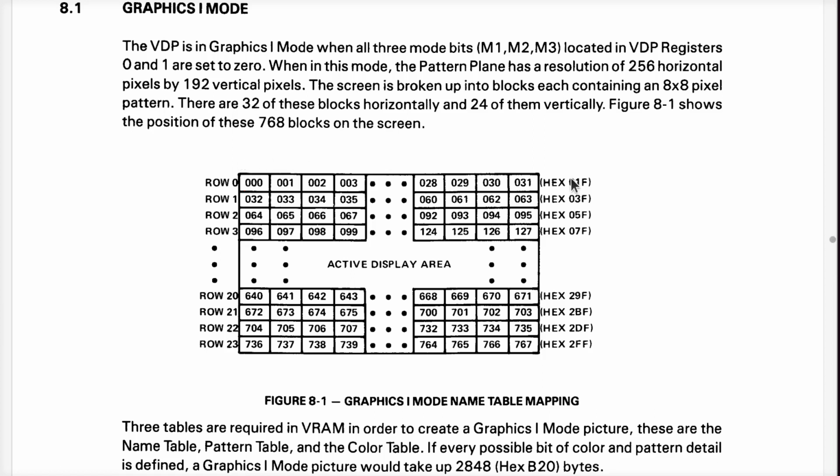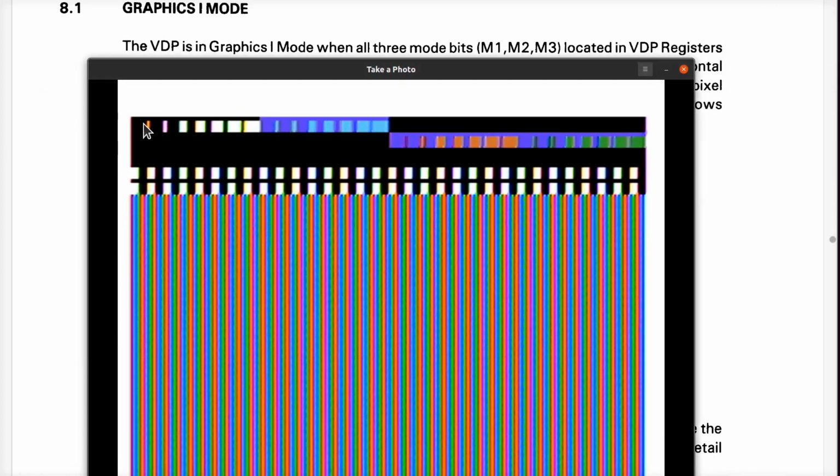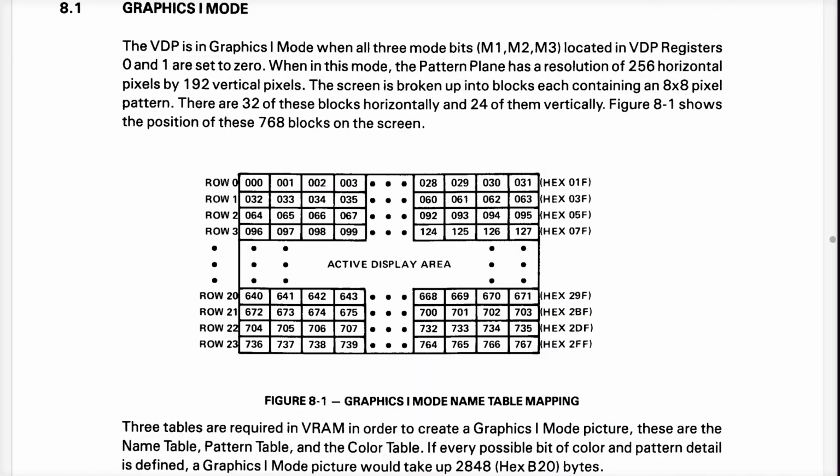If you fill it in like this, which is basically what I've done, I put tile 0 in the first location, tile 1, and so on. We'll see that source code in a minute. And I fill it all up. In decimal, they start on the upper left corner at 0, and it goes up and up and up, and the last one is 767, for a total of 768.